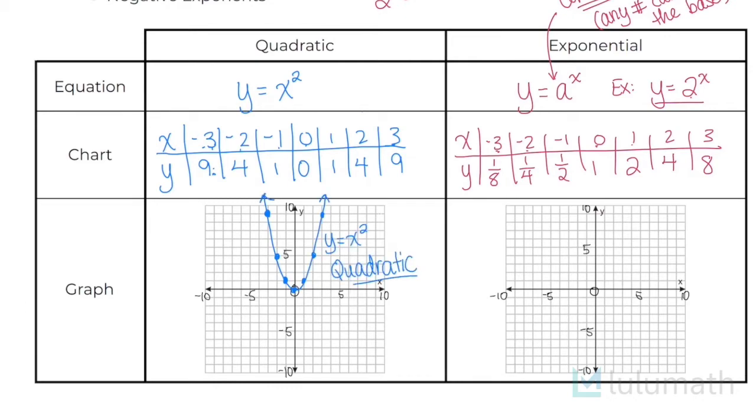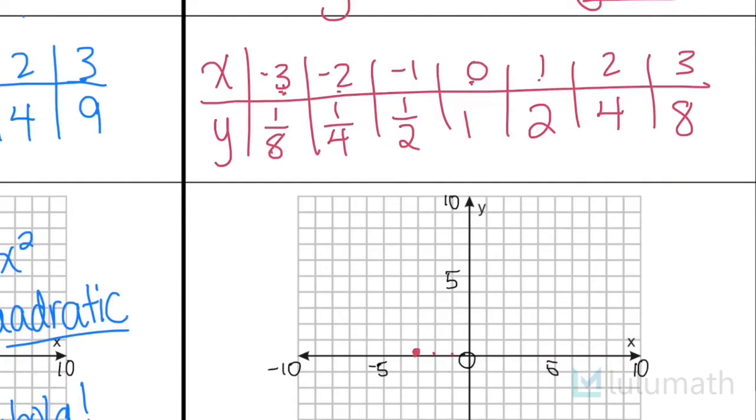And this is our quadratic relation, and it's in the shape of a parabola. Our first point that we have here for the exponential is -3 and then 1/8. So I'm going to go to the left by 3, and then I'm going to go just 1/8 of the way up. And I will zoom in here a little bit so we can get a better idea of what's going on. For our next point, it's -2 and then 1/4. So I'm going to go to the left 2 and then about 1/4 of the way up. For our next one, it's -1, 1/2.